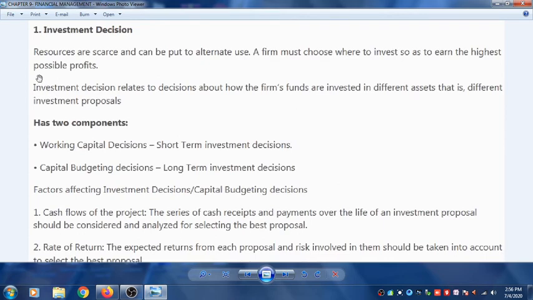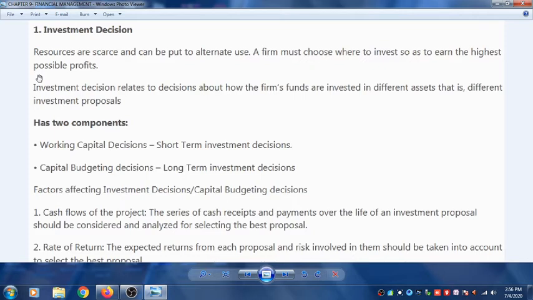Resources are scarce and can be put to alternate use. All of us know that resources are always less or scarce, and these resources can be put for the various use. A firm must choose where to invest so as to earn the highest possible profits. So every company has to decide where to invest the fund so that they can earn the highest possible profits.